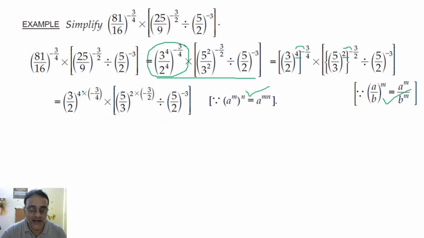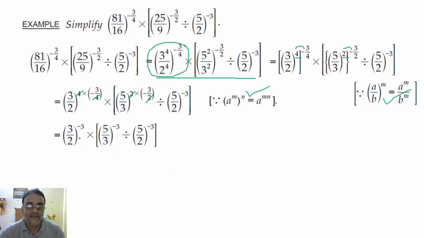Okay, now see, this 4 cancel and this 2 cancel, and what is left over here? -3. यहाँ पे -3, right. So जो बचा हुआ है उसको मैं लिख रहा हूँ. Now I want to remove this minus sign. How will you remove? Reciprocal. Right, very good. We have to take reciprocal.